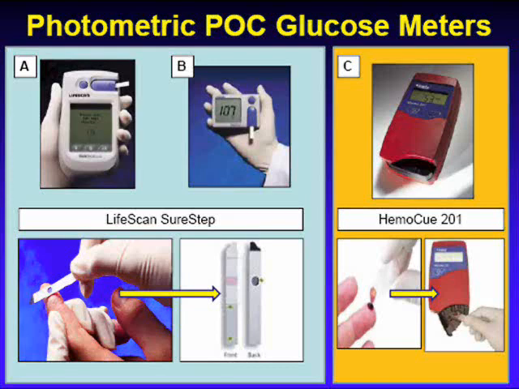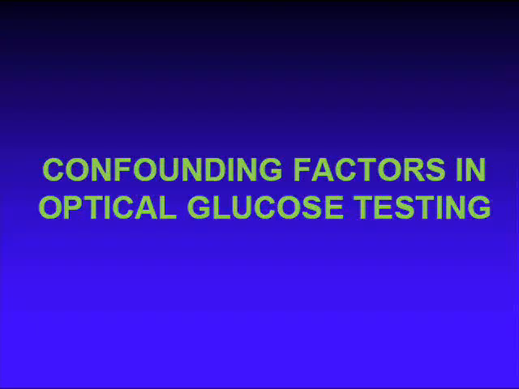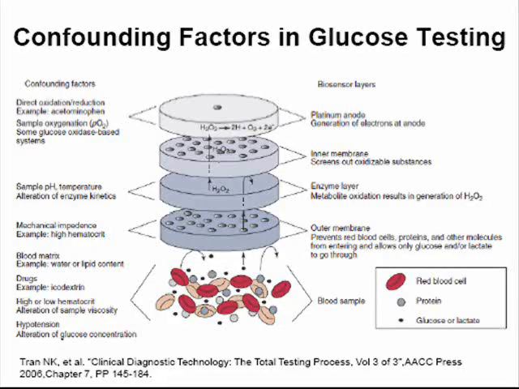Now let's talk about confounding factors in optical glucose testing. What can cause discrepant or erroneous results? Predominantly this is due to the blood matrix. Many things can be found in the blood matrix which can alter your results. Specifically, oxidizing and reducing agents, drugs that are found in the sample such as acetaminophen can alter your results by changing the electrons generated in the reaction.